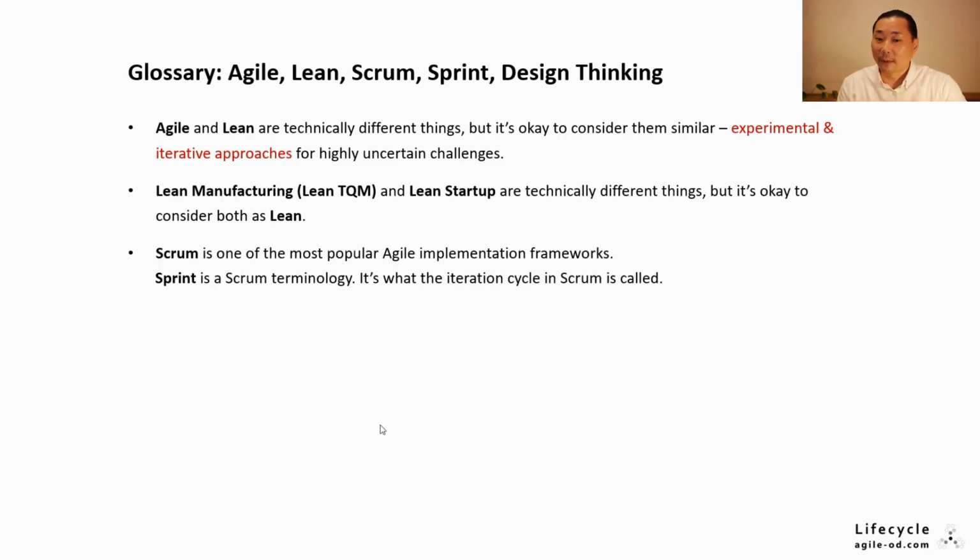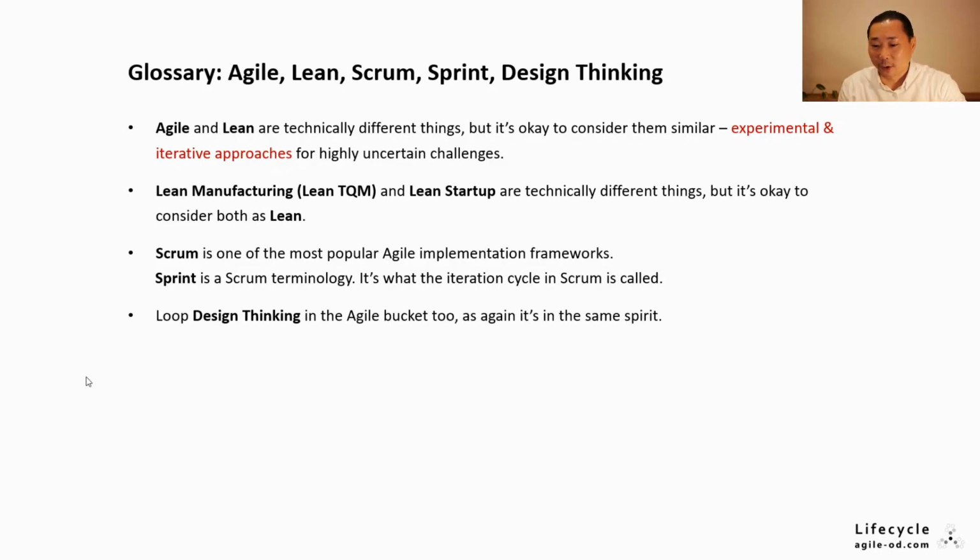Then we have Scrum and Sprint, probably terminologies you hear a lot and are wondering what their relationship is with Agile. Well, Scrum is one of the most popular implementation frameworks in Agile, and Sprint is a Scrum terminology. It's what the iteration cycle in Scrum is called. Now, as a matter of practicality, I'd like us to loop design thinking in the Agile bucket. I use design thinking a lot, often as a synthesis with Scrum and Lean Startup. They all share the same spirit of experimentation and iteration, and it just makes sense.